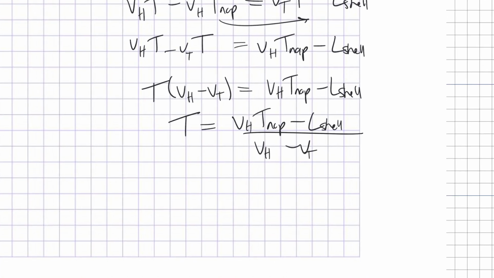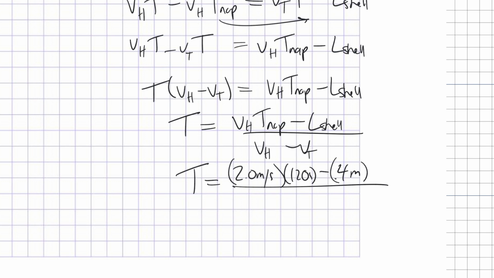Okay, at this point, I should be ready to plug in. So the time is, let's see, VH, the hare was going at 2.0 meters per second. The time of the nap was 120 seconds. The length of the shell was 40 centimeters. Oh no, that's rough. Sig fig wise, that's just a 0.4 meters. That stinks. Okay, and then we're going to divide that by VH, which was 2.0 meters per second, minus VT, which is 0.1 meters per second.